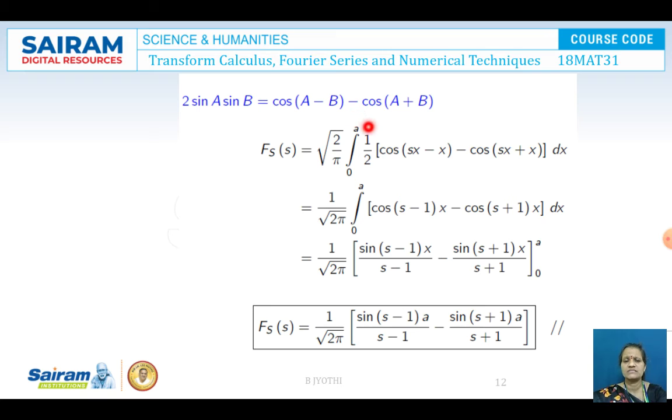It is given by cos a minus b minus cos a plus b, and we will apply that, that is cos of sx minus x minus cos of sx plus x, and taking the x common, we have cos of s minus 1 of x minus cos of s plus 1 of x into dx, which gives us sin of s minus 1 x divided by s minus 1 on integration. So Fs of s is given by sin of s minus 1 into a divided by s minus 1 when we substitute the upper limit, minus sin of s plus 1 a divided by s plus 1. When I substitute the lower limit, it is going to be 0.